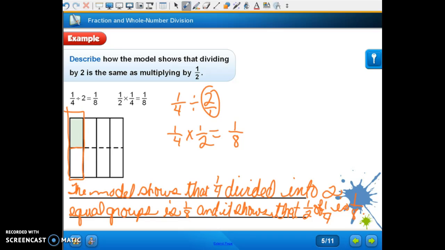Okay, so if I did that in math terms, I had 1/4 divided by 2. So I would put my 2 over 1 to make it a fraction. Then I change it to multiply. I use the reciprocal of this second part. We can't do the reciprocal of this. And then if I multiplied 1/4 by 1/2, I would get 1/8.